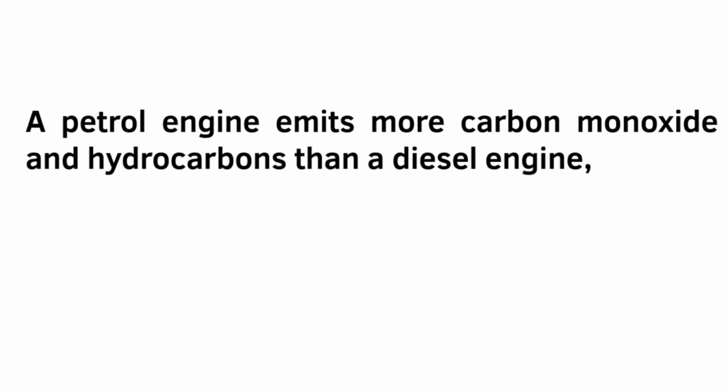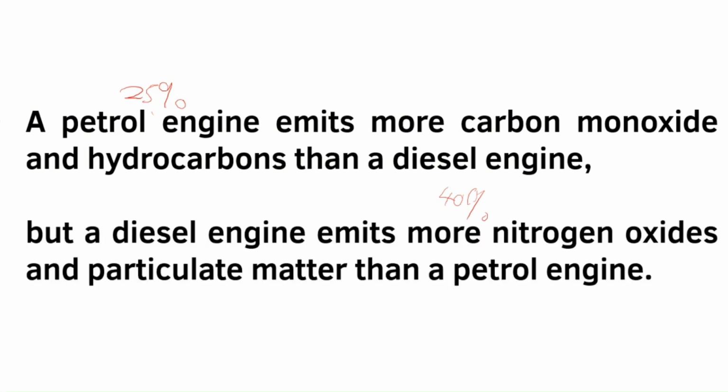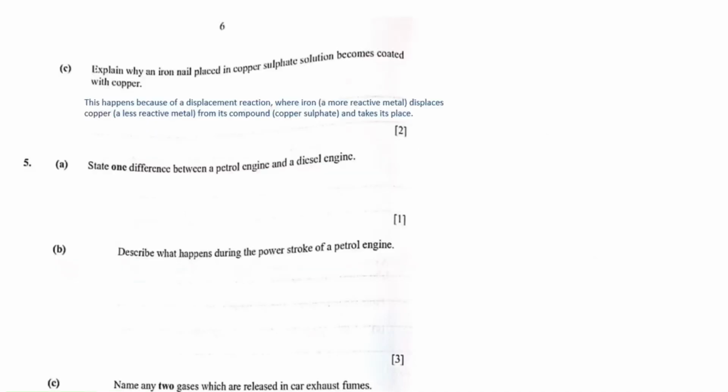A petrol engine also emits more carbon monoxide and hydrocarbons than a diesel engine. This is, of course, due to the fact that the petrol engine is going to have a 25% efficiency, whilst a diesel engine has got a 40% efficiency. It therefore means that more carbon monoxide, more unburned carbon is going to be emitted from the petrol engine compared to the diesel engine. But on the other hand, the diesel engine emits more nitrogen oxides and particulate matter than a petrol engine.